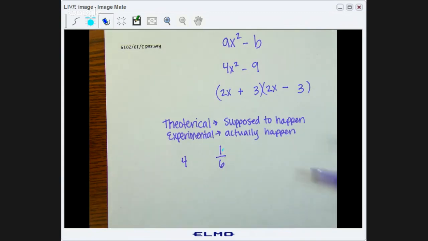Experimental is when you actually roll a die, say 10 times, and see what actually occurs. So that 4 could show up 4 times when I roll a die. It could show up not at all. So that's the difference between theoretical and experimental.